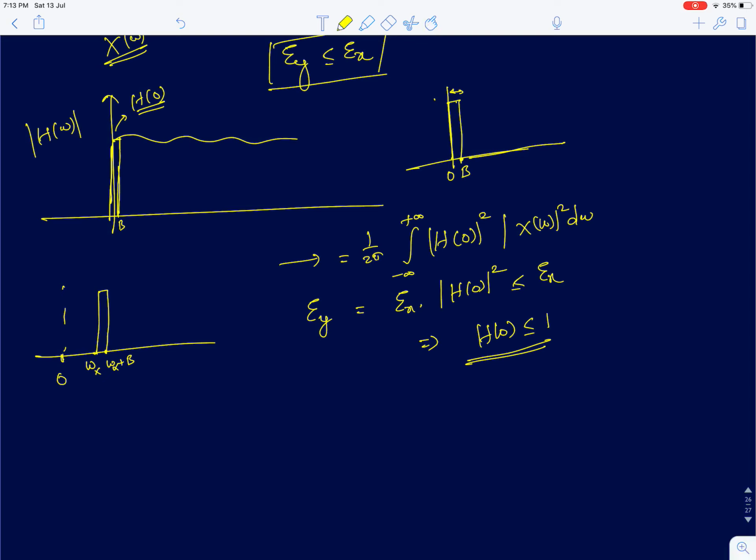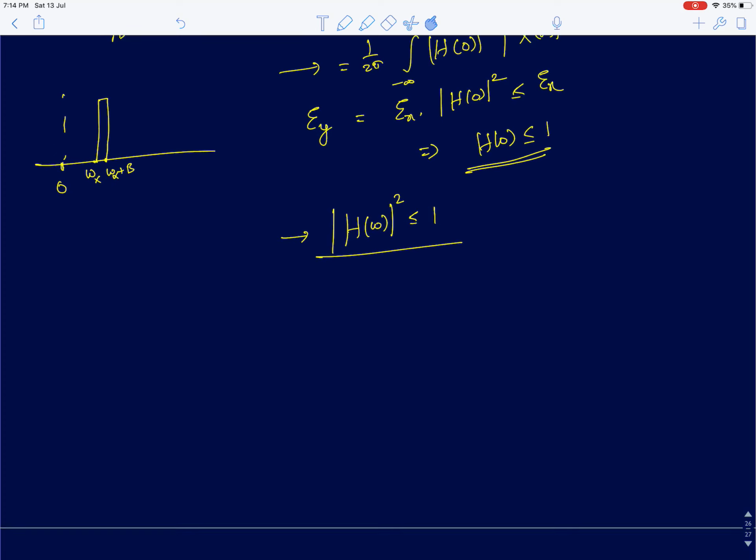Therefore, for any frequency of interest, if you are going to realize it using purely passive RC circuits, mod of H of omega the square should always be less than or equal to 1. For a purely passive circuit, this result should be valid. Now I am going to use this to eliminate the other possibilities. We actually derived that there are 7 possible transfer function solutions, so we will use this condition to eliminate the transfer functions which are not feasible.